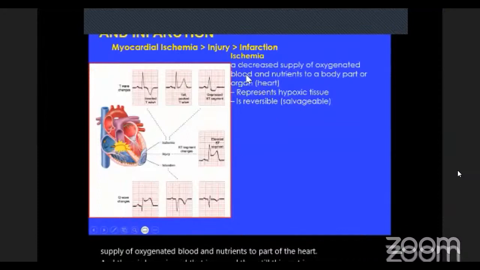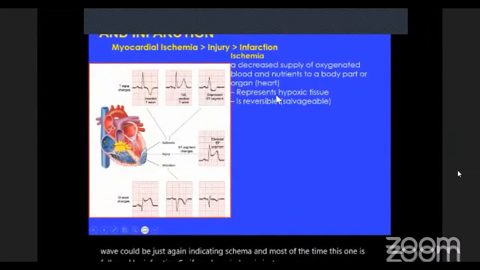What we see in ECG when we have ischemia could be one of these, or a combination. So inverted T wave, ST segment depression, or rarely peaked tall T wave. Peaked tall T wave could again be indicating ischemia, and most of the time this one is followed by infarction. So if you have ischemia, just decreased blood supply at an early stage, just hypoxia of the tissue, it is still reversible if you manage it. What we see in ECG is T wave inversion, ST segment depression, or a combination. We may also see hyperacute T wave.